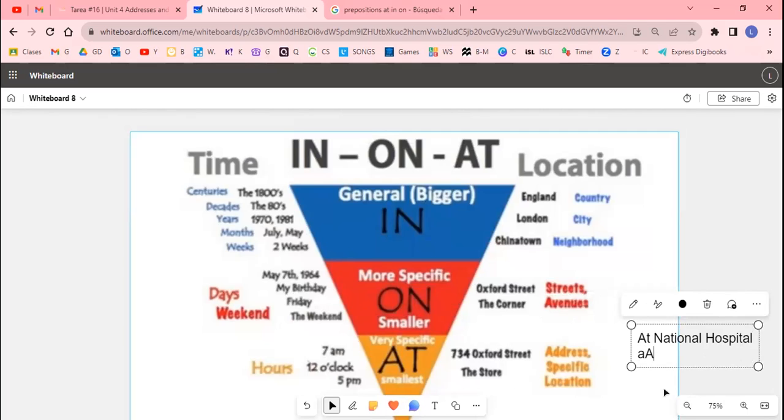También puede decir at Metro Centro, ¿va? Para irnos no muy tan lejos. Y así también lo mismo se aplica para el tiempo. So general, específica y más específica con el at. El at es para especificar mucho más. Exactamente.